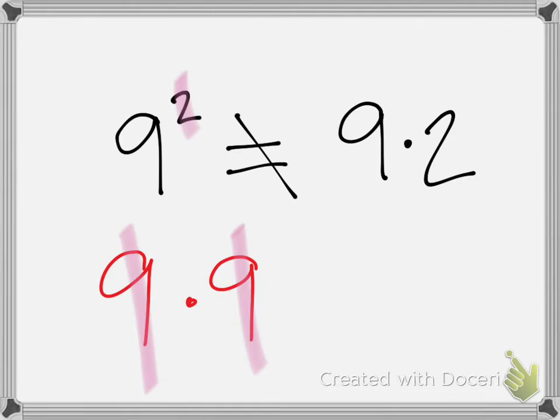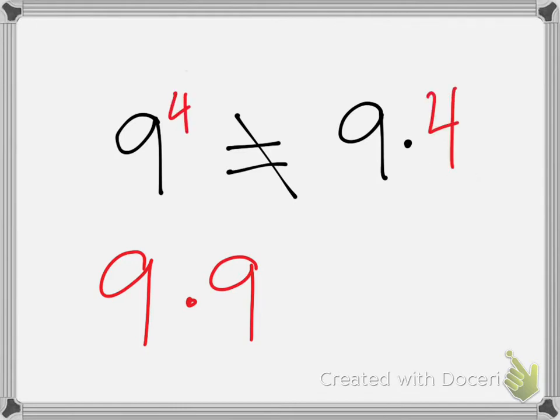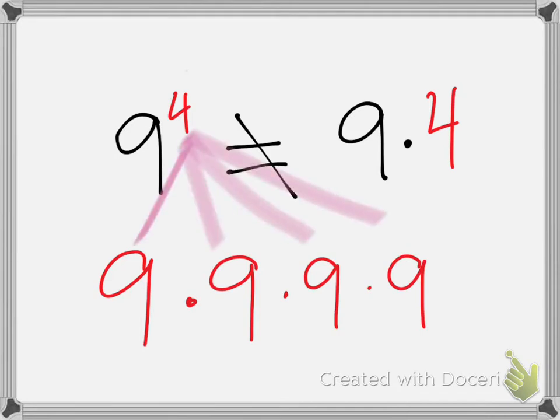Those are not equal. Baye asked a great question where he said, what if it was 9 to the 4th? Could I just write 9 times 4? And the answer is no. Again, what this means, 9 to the 4th, means I have to write 9 four times. 1, 2, 3, 4. So that would be how I would have to write it. I can't write 9 times 4.